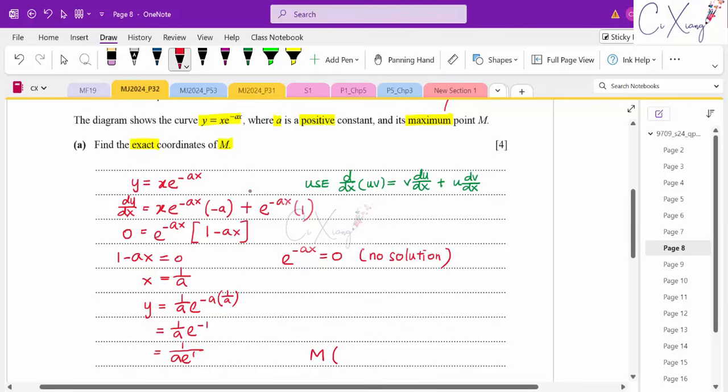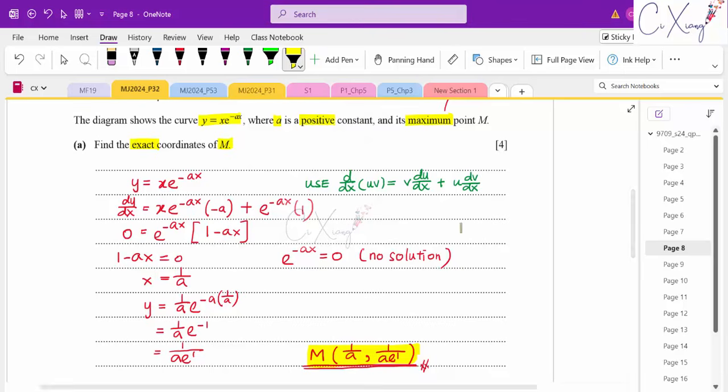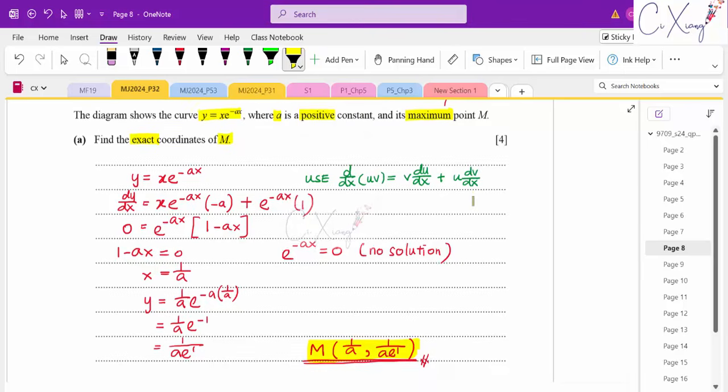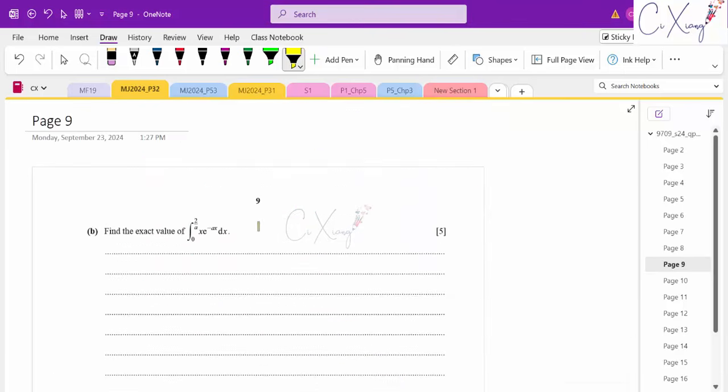Therefore, I rewrite again the coordinates of the maximum point M. So it will be 1 over a here, and after that, this is 1 over a e power 1. Right, so basically this is how we get the answer for the coordinates of the maximum point. Alright, so let's continue to part B.